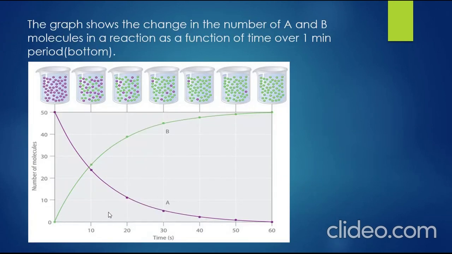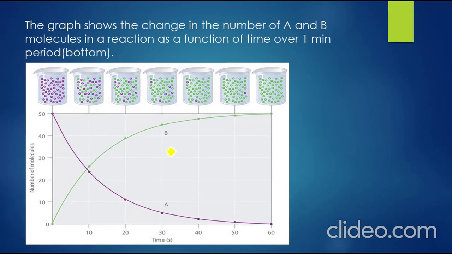So let's look at this important part, and you need to pay extra attention here so that you understand what's going on. This graph shows the change in the number of A and B molecules in a reaction as a function of time over a 1 minute period. So here I've been given A and B molecules. A molecules are the ones in purple, and B molecules are the ones in green.